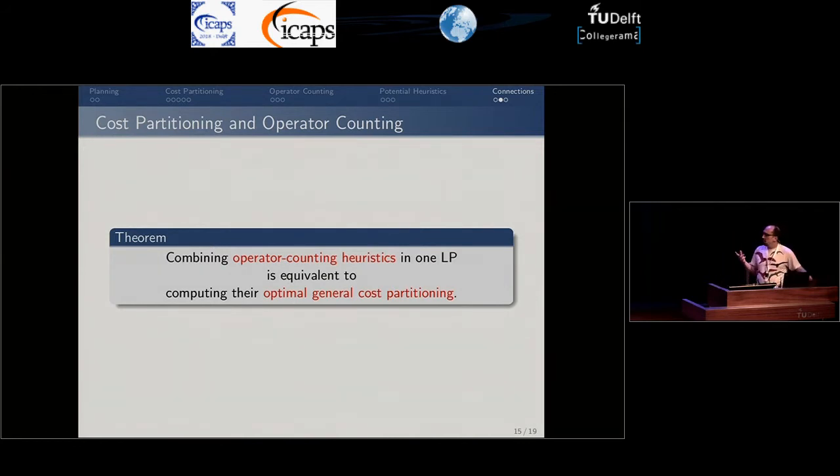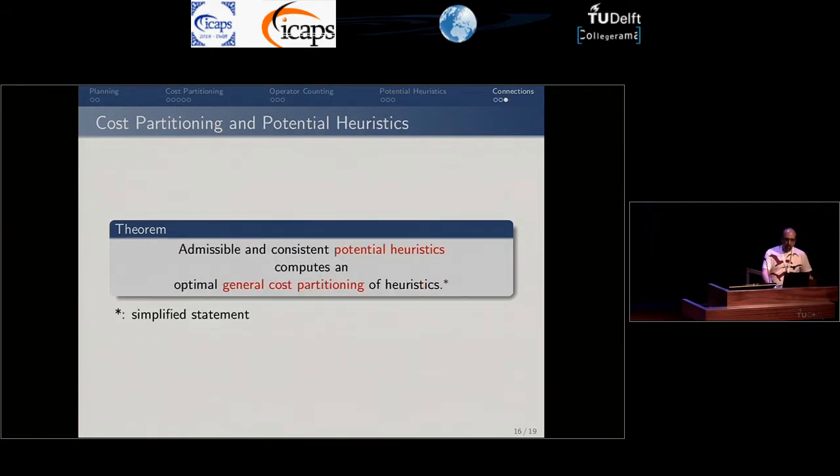And this is interesting because it allows us to interpret heuristics as cost partitioning, or we can combine heuristics in new ways. So for example, we can combine heuristics in a way that is stronger than the optimal cost partitioning. And we have similar results for potential heuristics, which I'm just going to gloss over here, but potential heuristics can also be understood as general cost partitionings of some heuristics. There are a bit more details that I'm leaving out here, but in essence they can be seen as a dual view on cost partitioning or on operator counting heuristics.